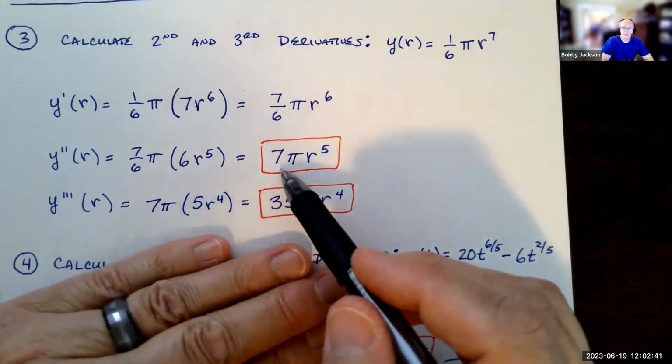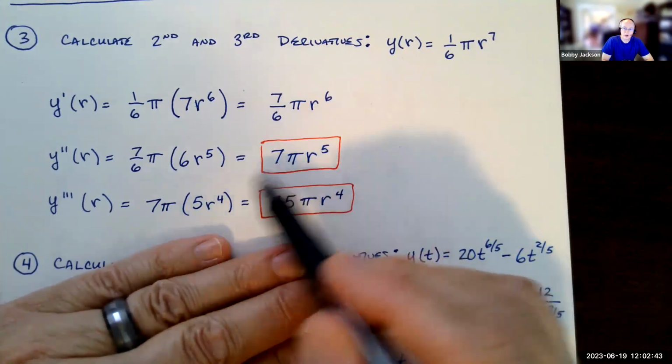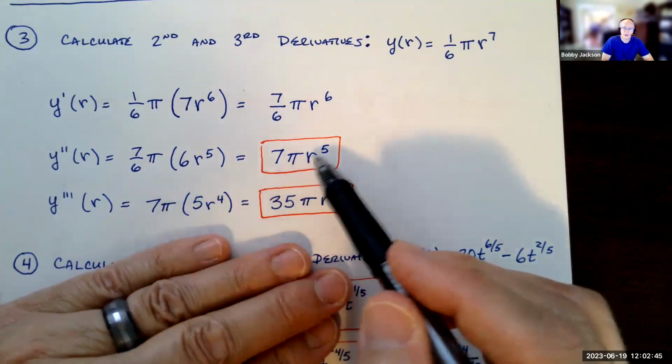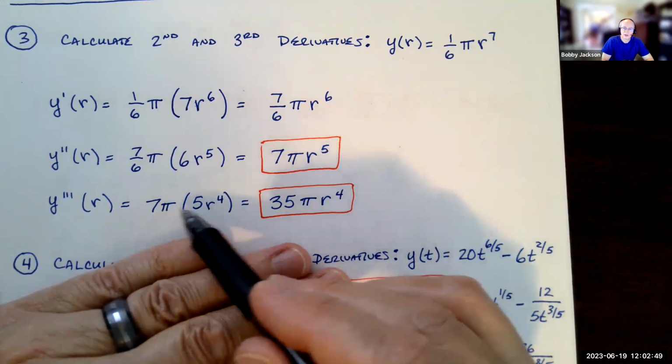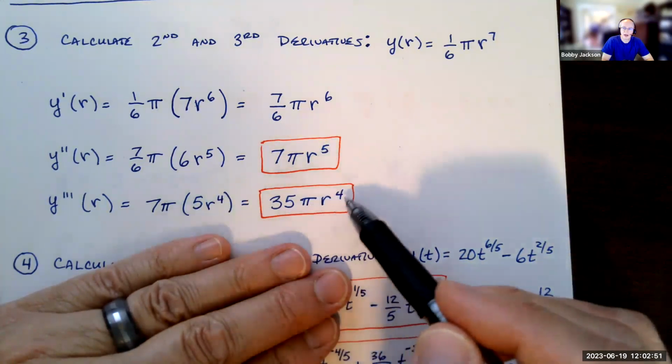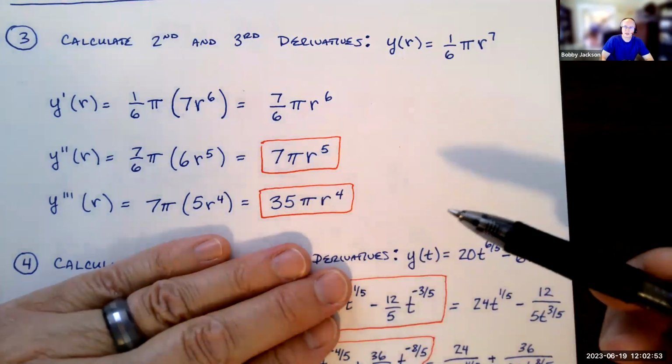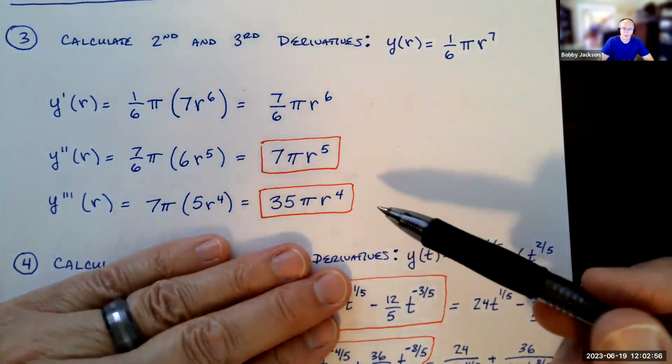Third derivative, take the derivative of the second derivative. So 7 pi now is a constant multiple. The derivative of r to the 5th is 5 r to the 4th by the power rule. 7 times 5 is 35 pi r to the 4th. So pretty easy. Hopefully that makes sense for number 3.